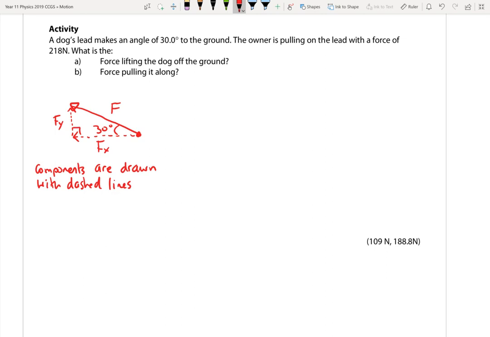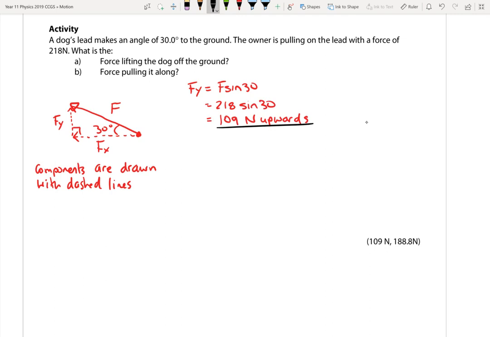So, the force lifting off the ground, that would be Fy, that would be F sine 30. So that would be 218 sine of 30. And I think Josh and Hugo were discussing this just then. What do you get? 109, is sine 37. Okay, 109 newtons upwards. All right, so don't forget, you are asking for a force. It is asking for a direction.